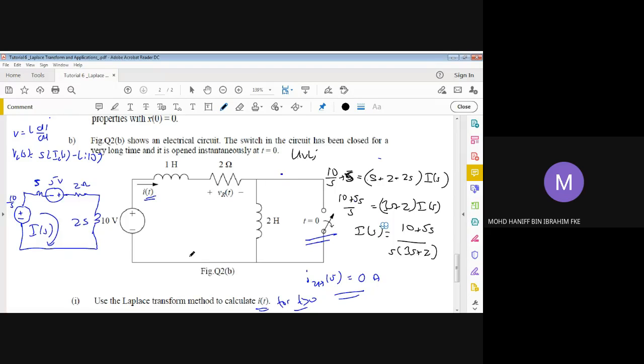Okay, so we need to do the partial fraction to find IS, and then we need to inverse transform it back to IT. So we're going to have it as A over S plus B over (3S plus 2). That's how you find the A and B, and subsequently we can find the IT. So I'm going to use this side here.